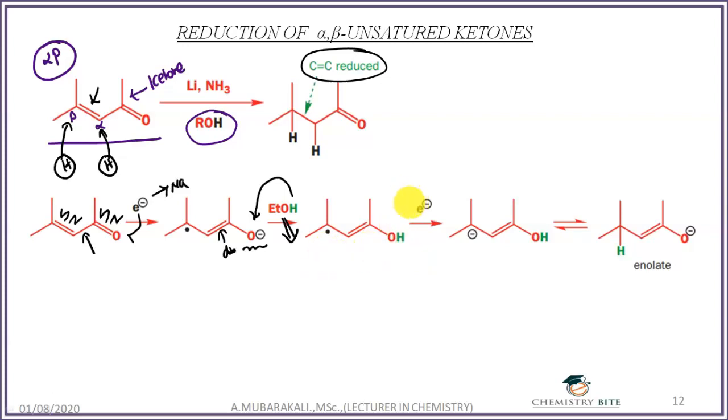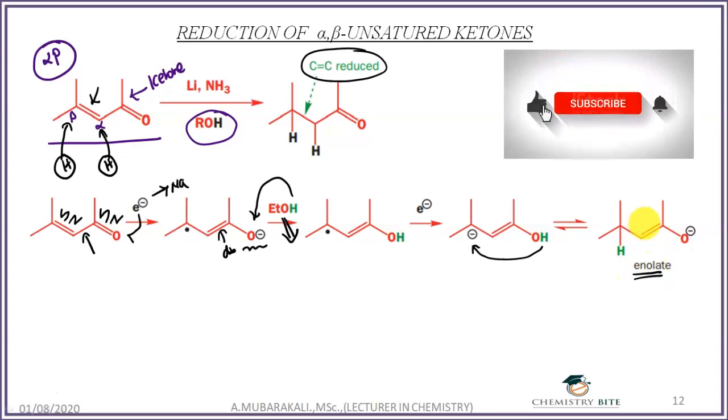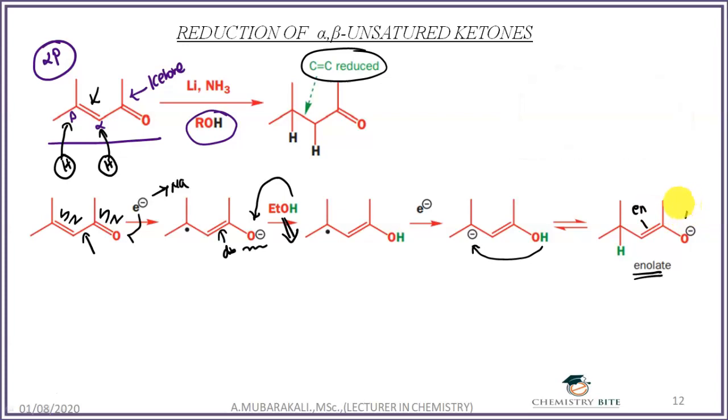This accepts another mole of electron from the sodium atom and converts into the anion. This anion, which is a negatively charged carbanion, will accept the hydrogen from the oxygen, and it will convert this molecule into the enolate ion. So what is meant by enolate ion? You can see here you have the double bond and you have the OH here. Okay, it's a salt of enol, so we call it an enolate ion.